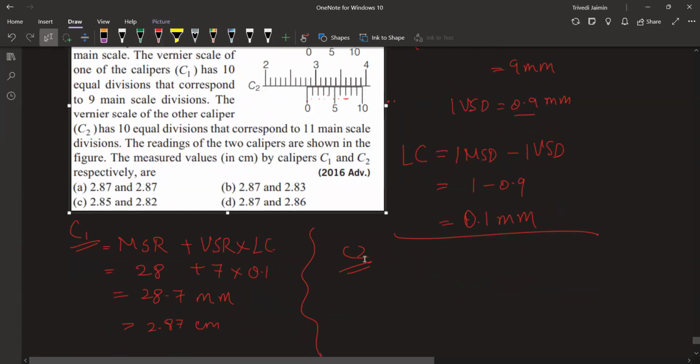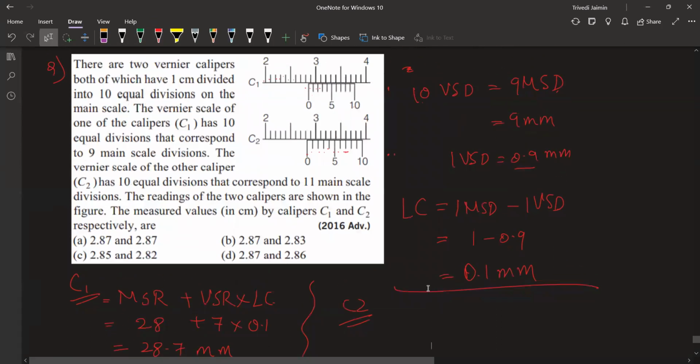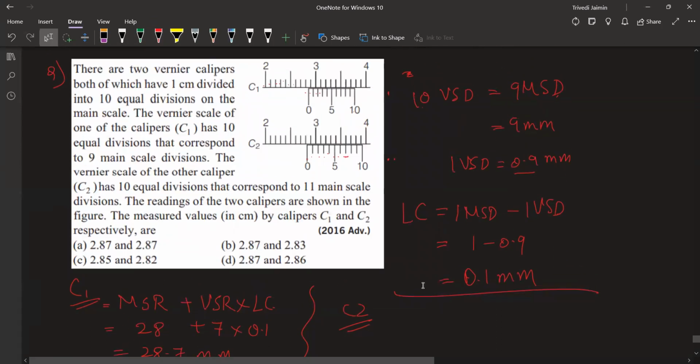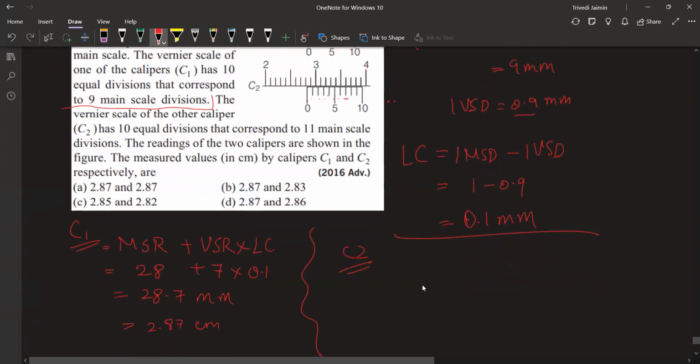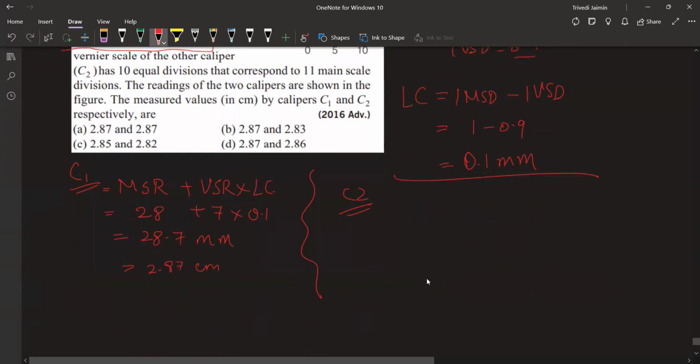What it says: the vernier scale of the other caliper C2 has 10 equal divisions that correspond to 11 main scale divisions. So the readings of the two calipers are shown. So the condition is different here for C2. What answer are you saying? Option B. Second one. Okay, let me calculate that. Let's check.